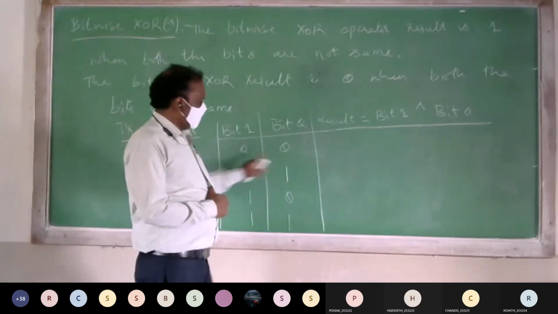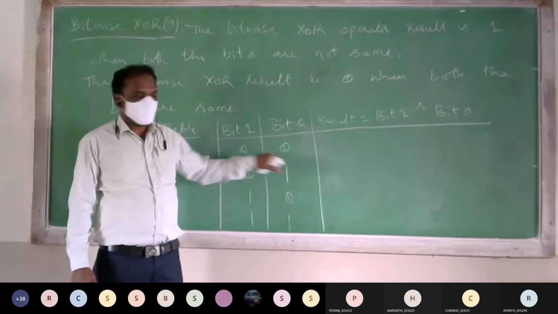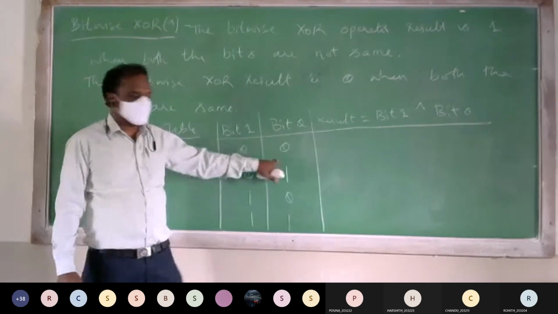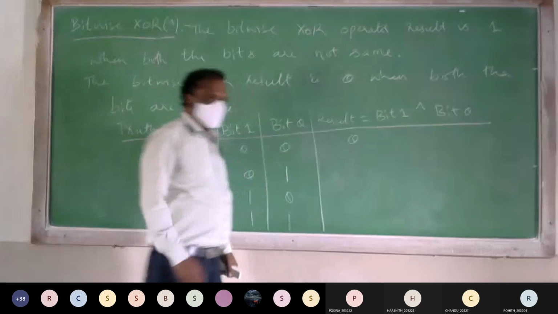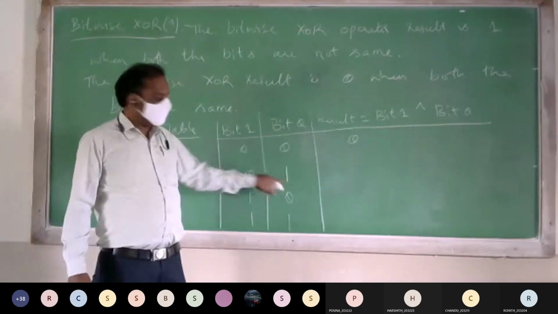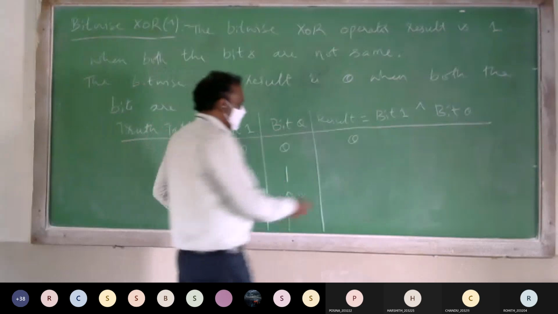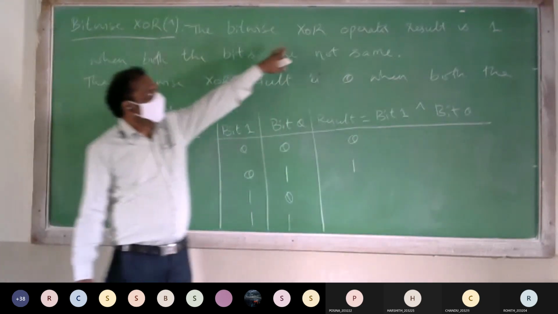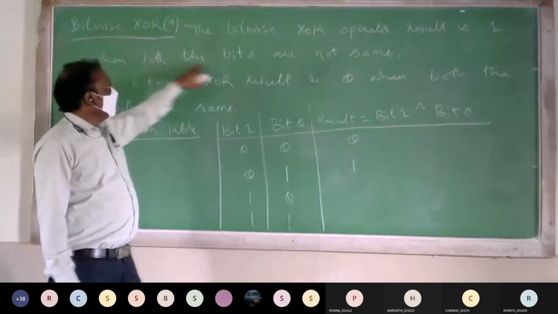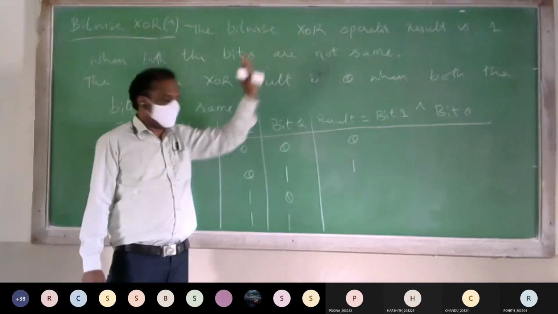Now 0 0. Are the bits the same? Yes, 0 and 0 are the same. When the bits are the same, the result is 0. Then 0 1. This is 0, this is 1. So they are not the same. When the bits are not the same, the result is 1. The bitwise XOR operator result is 1 when both the bits are not equal.